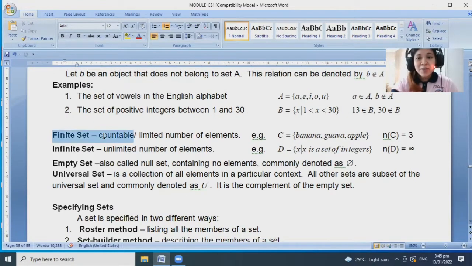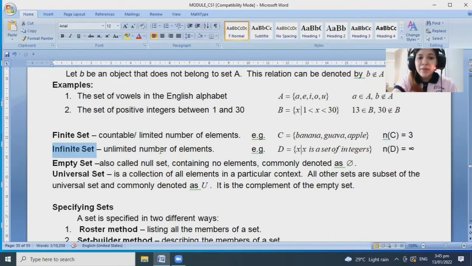Finite set. Alam niyo naman yung salitang finite. Countable, limited number of elements. So may natatapos. Example, set C is equal to banana, guava, apple. So we know that the number of elements in set C is equal to 3. Countable. So tatlo lang yung fruits.